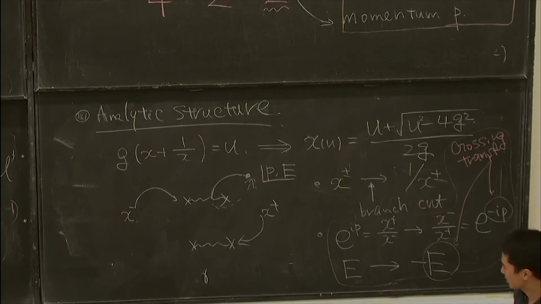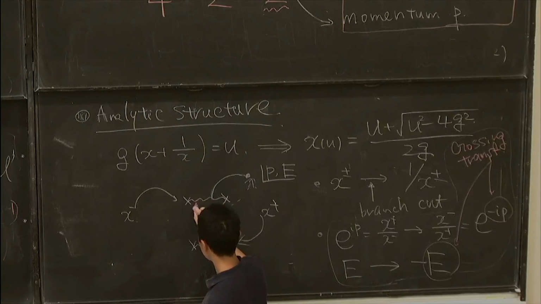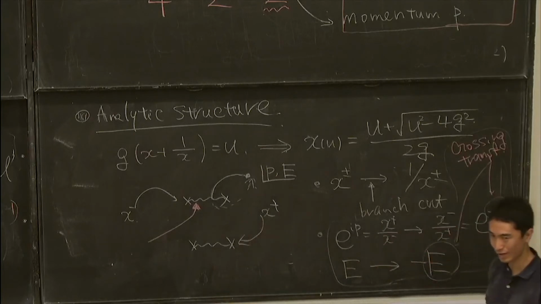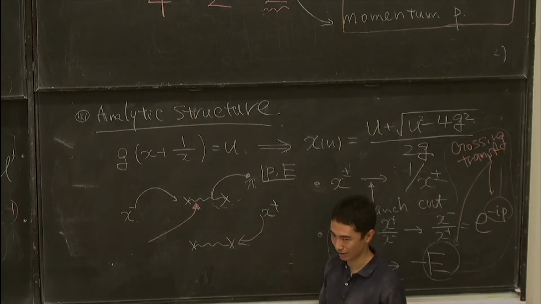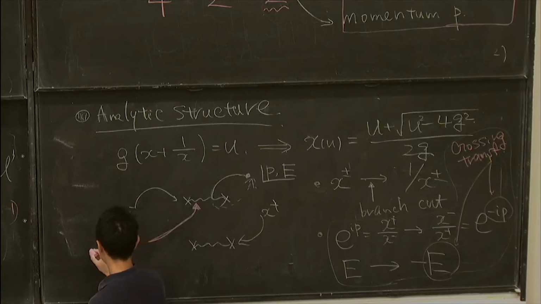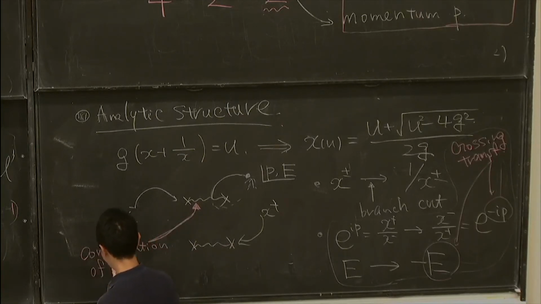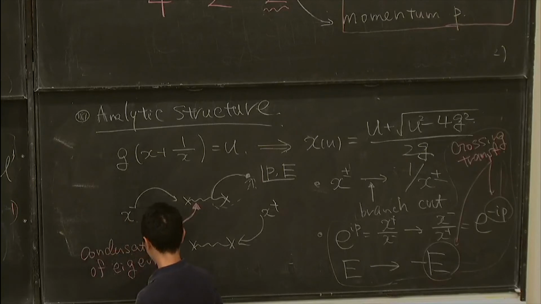And let me just comment that the existence of this branch cut is kind of weird from the point of view of an ordinary spin chain, because we don't know any other examples in which the dispersion relation contains branch cuts. But there is some indication that this branch cut comes from some condensation of eigenvalues in a large N matrix model. This is probably a bit of a mysterious comment.